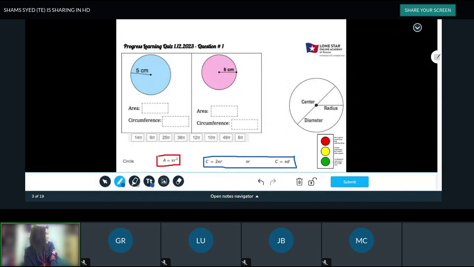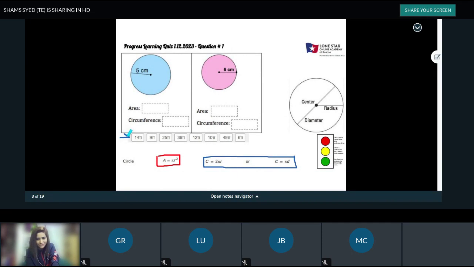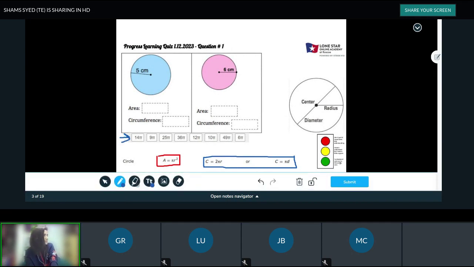And let me go back to the quiz and look at the answer choices. Okay, I don't have to go back to the quiz and look at answer choices because the answer choices are at the bottom. Landon, I am very proud of you. The answer choices are over here at the bottom. Right? And go ahead, get started.